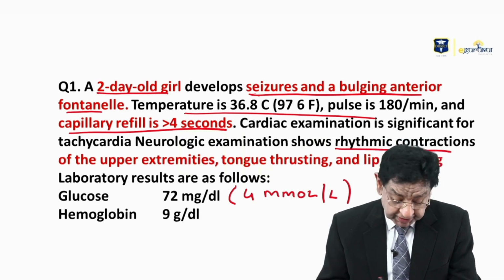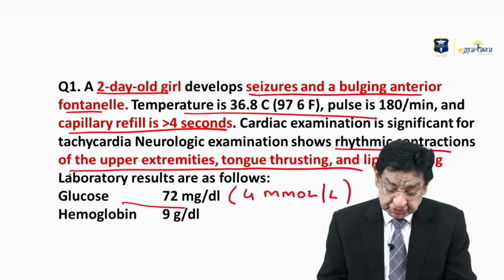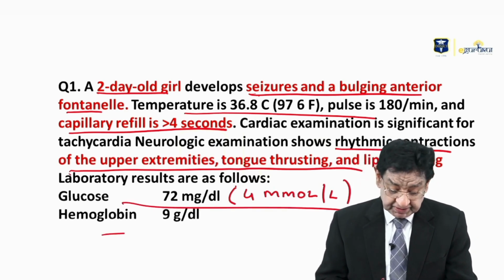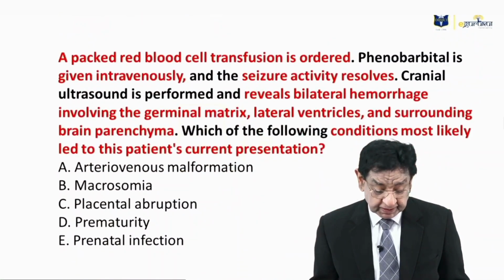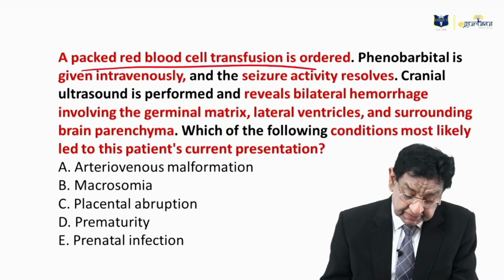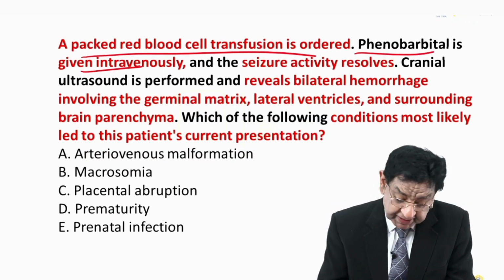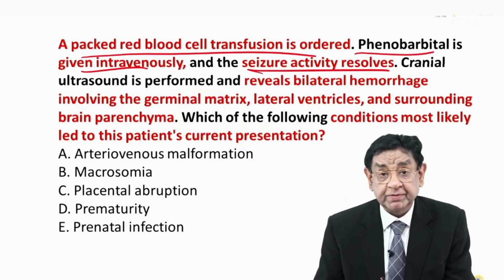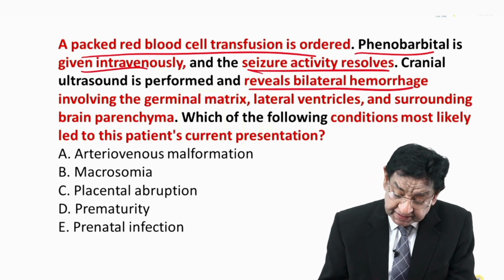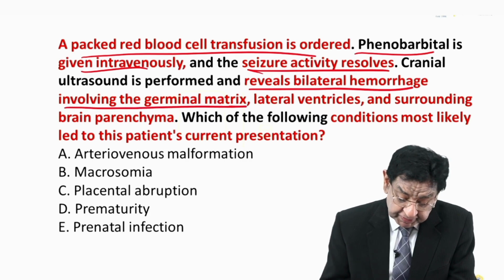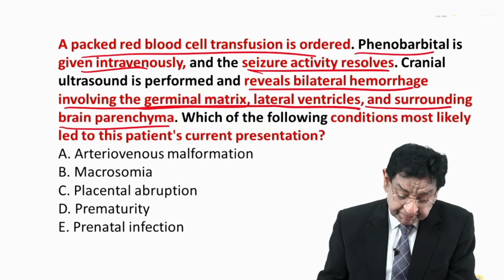She has rhythmic contraction of upper extremities, tongue thrusting and lip smacking. Blood sugar is in the normal range. Hemoglobin is very low. Well, a packed RBC transfusion is done. Phenobarbital is given intravenously, and the seizure is actively resolved. Cranial ultrasound is performed and that reveals bilateral hemorrhage involving the germinal center, lateral ventricle and surrounding brain parenchyma.